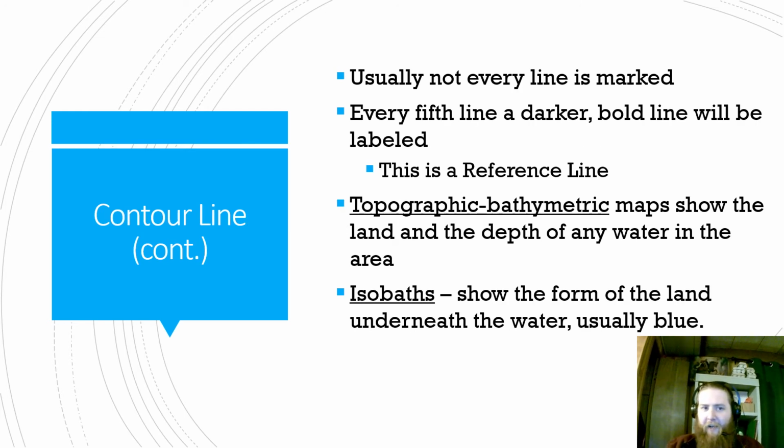Usually, not every line on a topographical map will have a number next to it saying the elevation, but every 5th line will be a darker, bolder line, and it will be labeled, and we call these reference lines.